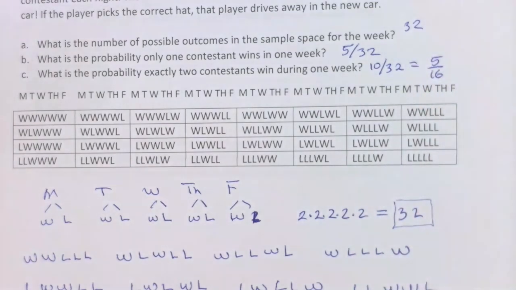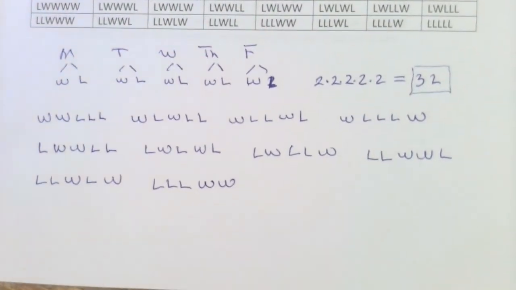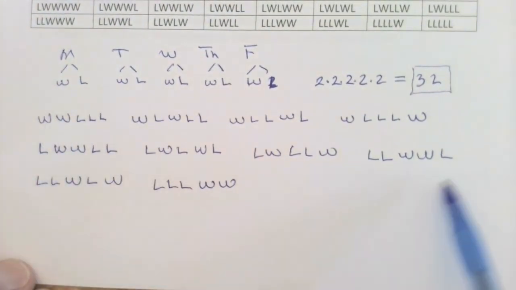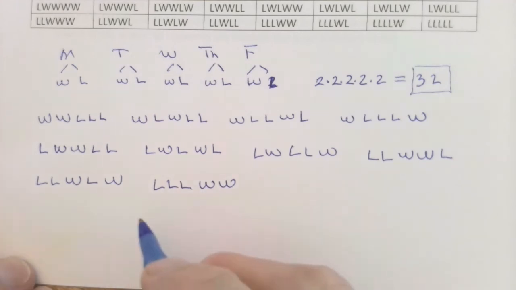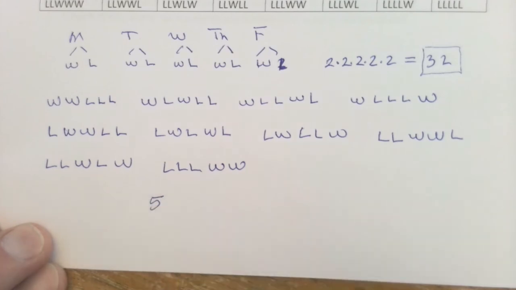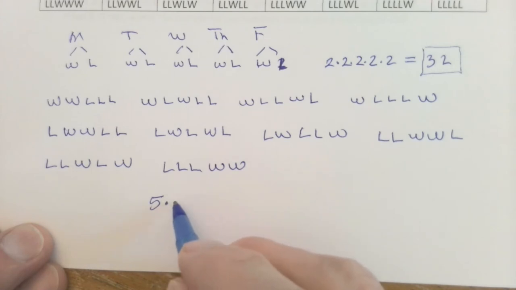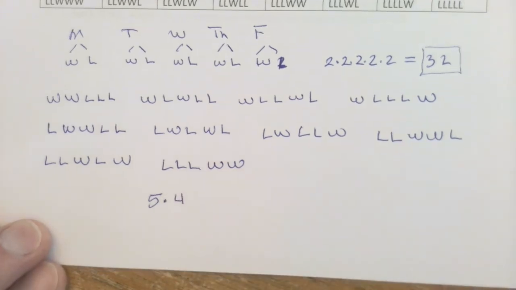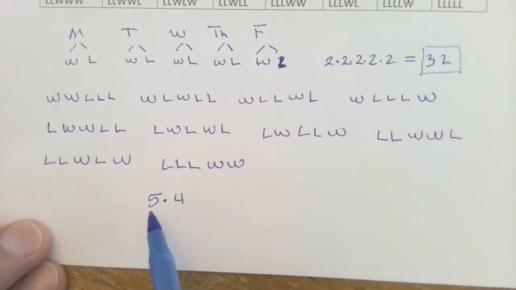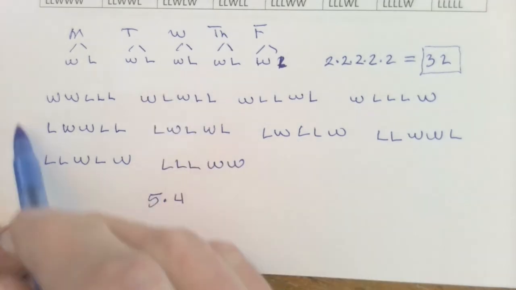And by the way, there is a faster way to figure this out. This is number 10 here. How many different ways can we distribute two wins? Well, you've got five choices to place the first win: Monday, Tuesday, Wednesday, Thursday, or Friday. And once you place it, you only have four choices of where the next win is going to go. Now, 5 times 4 is 20. That's twice as big as what I counted here.